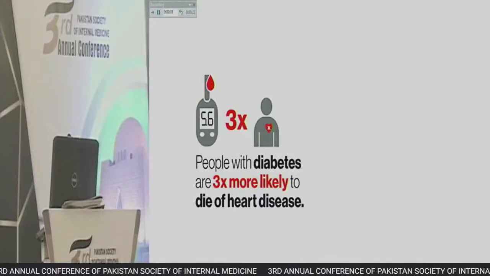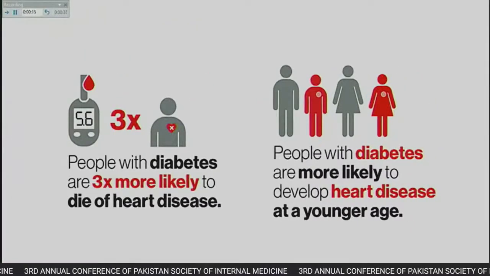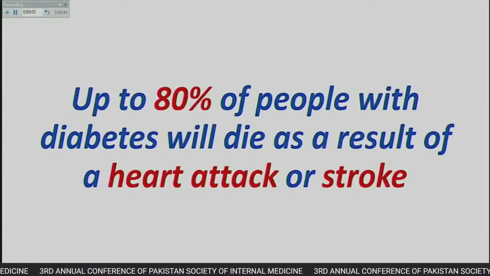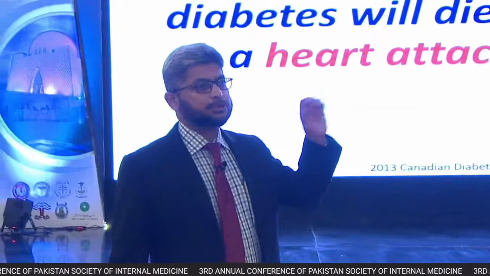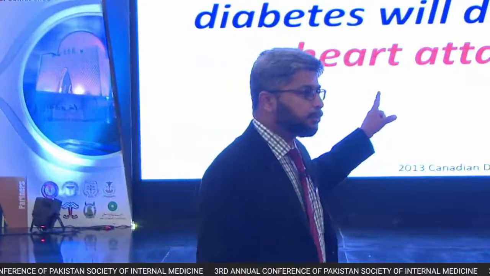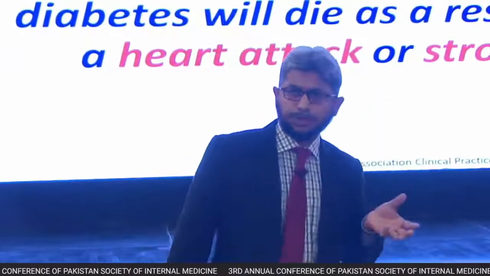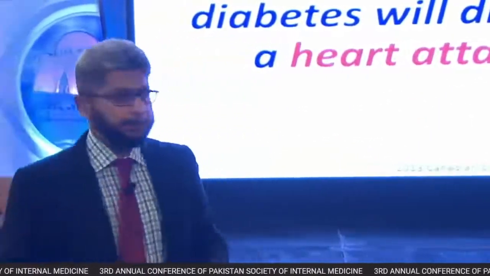People with diabetes are 3 times more likely to die of heart disease. They are more likely to develop heart disease at a younger age. As an endocrinologist, I would like my patients to be protected from heart disease at a younger age and also at a later age. Up to 80% of people with diabetes will die as a result of a heart attack or a stroke. This means that if I see 100 patients with diabetes, 80 will die from heart attack or stroke. So my responsibility is not only to treat the numbers, but to translate these numbers into preventing heart attacks and strokes. That is where the modern concept comes in: not only the glucocentric, but also the cardiocentric approach in managing diabetes.